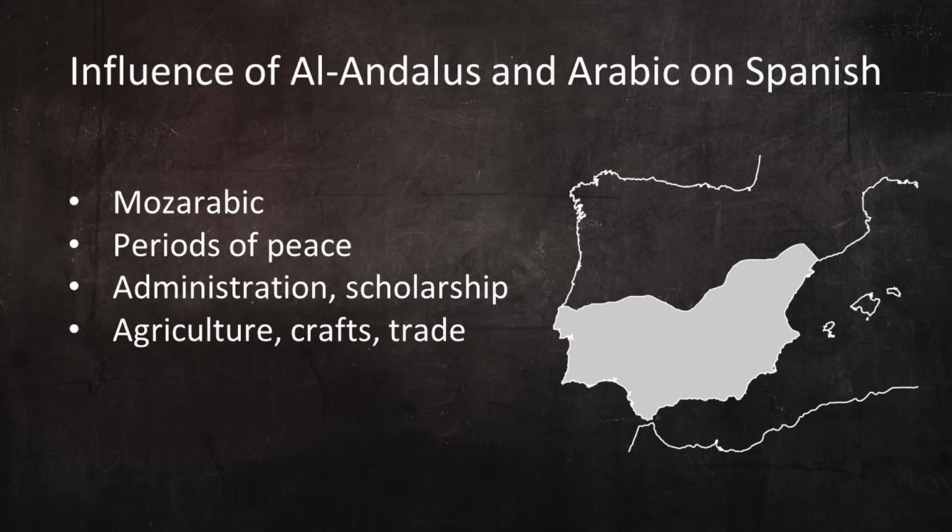Agriculture, crafts, and trade. Arabic-speaking Muslims in Al-Andalus introduced new agricultural techniques, crafts, and trade practices. As these innovations spread across the Iberian Peninsula, Castilian speakers adopted Arabic terminology related to these fields.